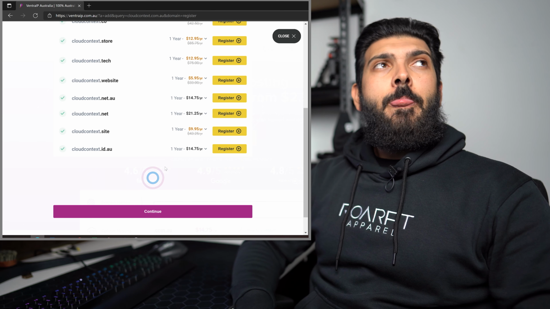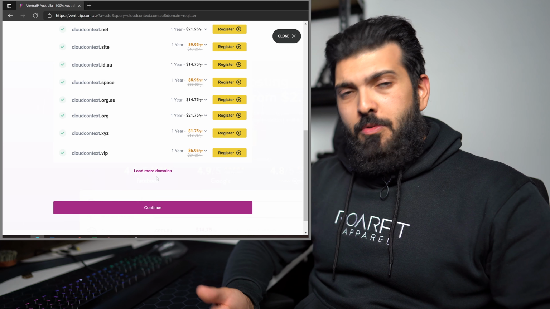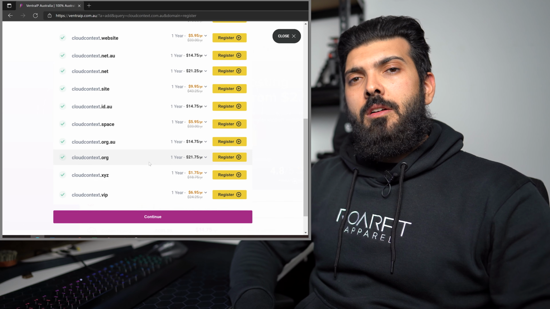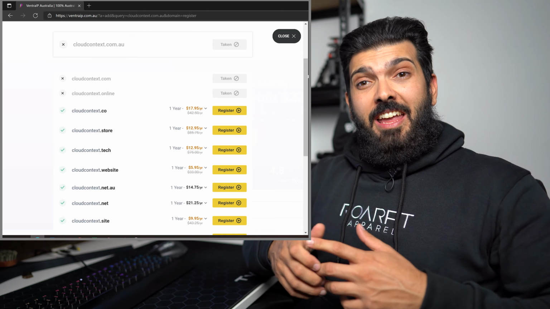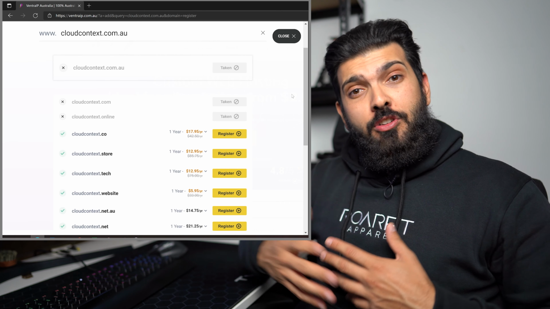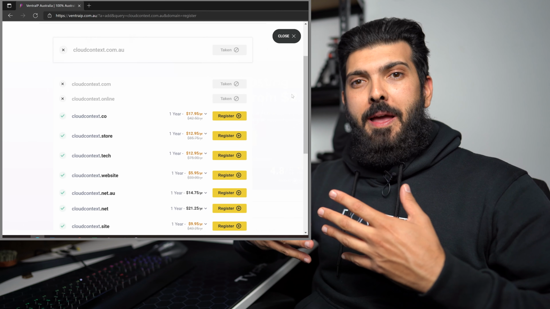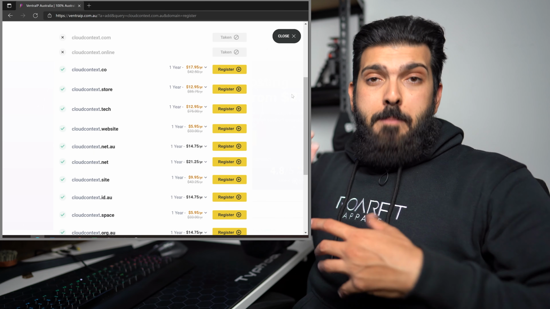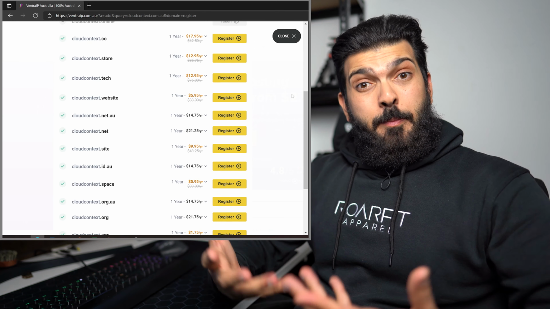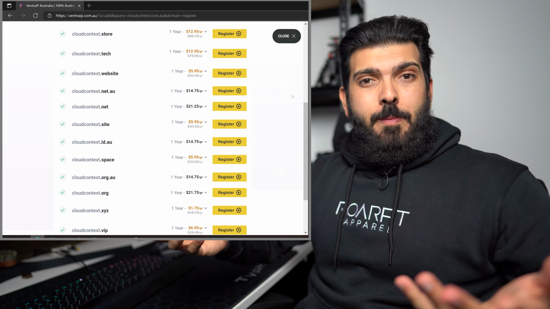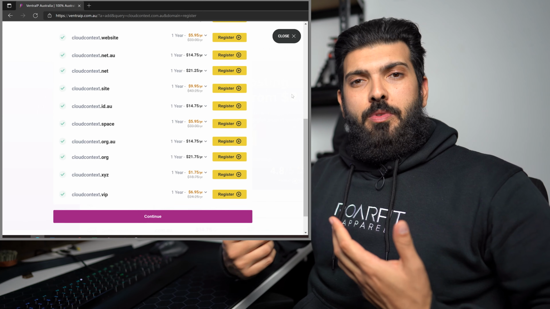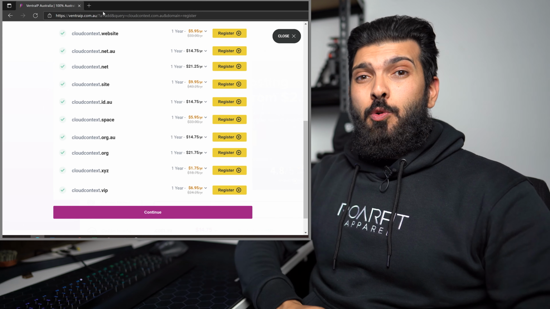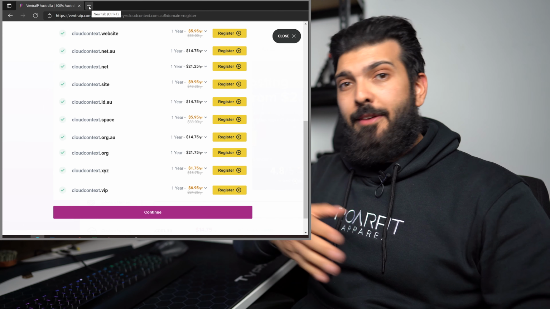Now, generally, when you're thinking of a business name or a company name, I would actually check if that domain is available first before I commit to that name. So I think it's very important to have a domain that matches your company name. So why is it important to register your domain? Because you need your domain name. You need your cloudcontext.com.au.